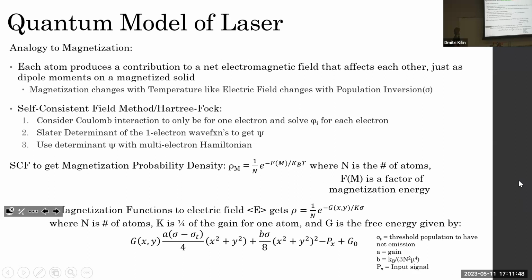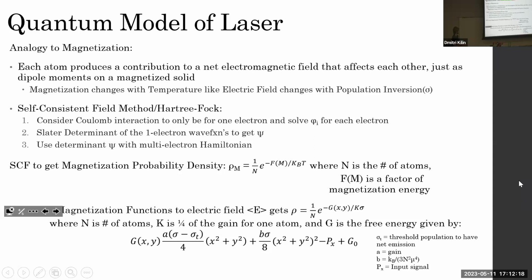So in our quantum model, as Stephen set me up for, we do the analogy to magnetization. As we talked about, in magnetization, we have a bunch of particles that all interact with each other based on their dipoles. And we have temperature, which is analogous to population inversion. Since each of these dipoles interacts and affects each other's dipoles, so they're all coupled, this is very similar to electric field and a laser. So we can model electric field in the same way as magnetization.